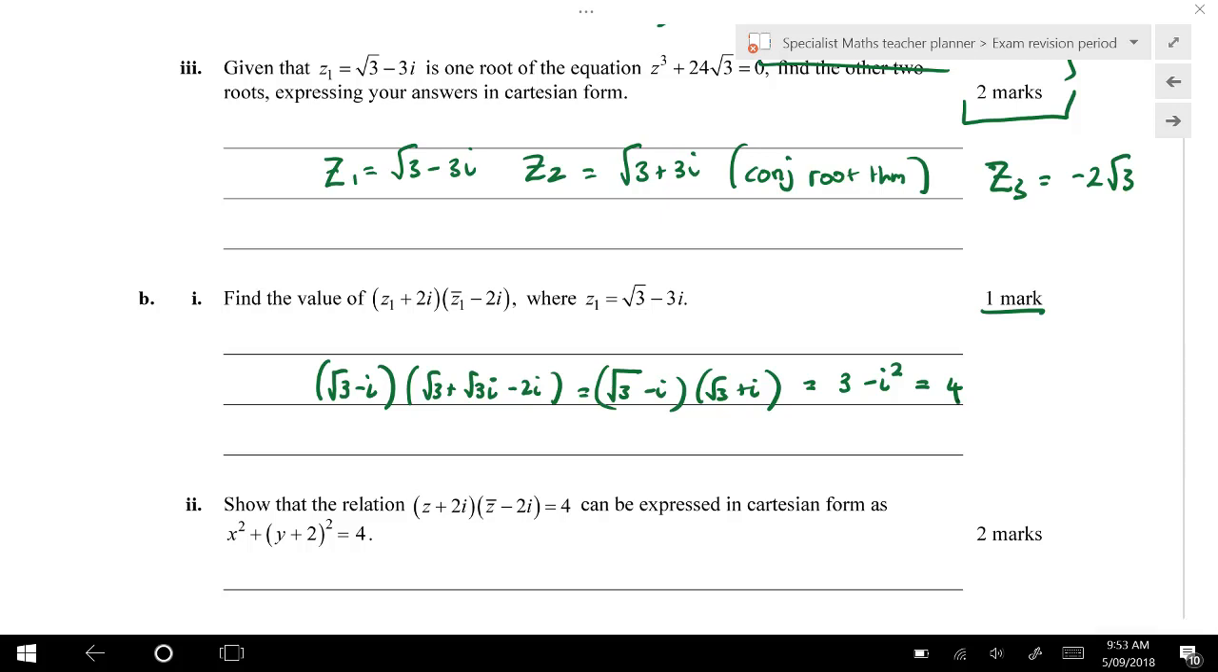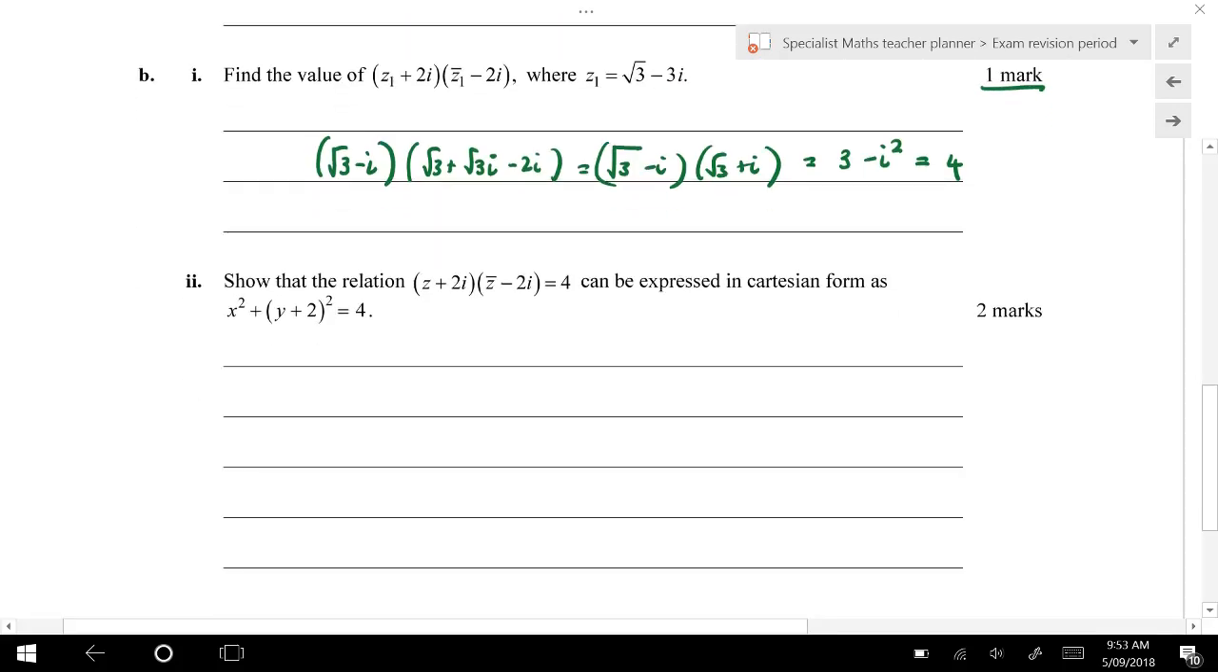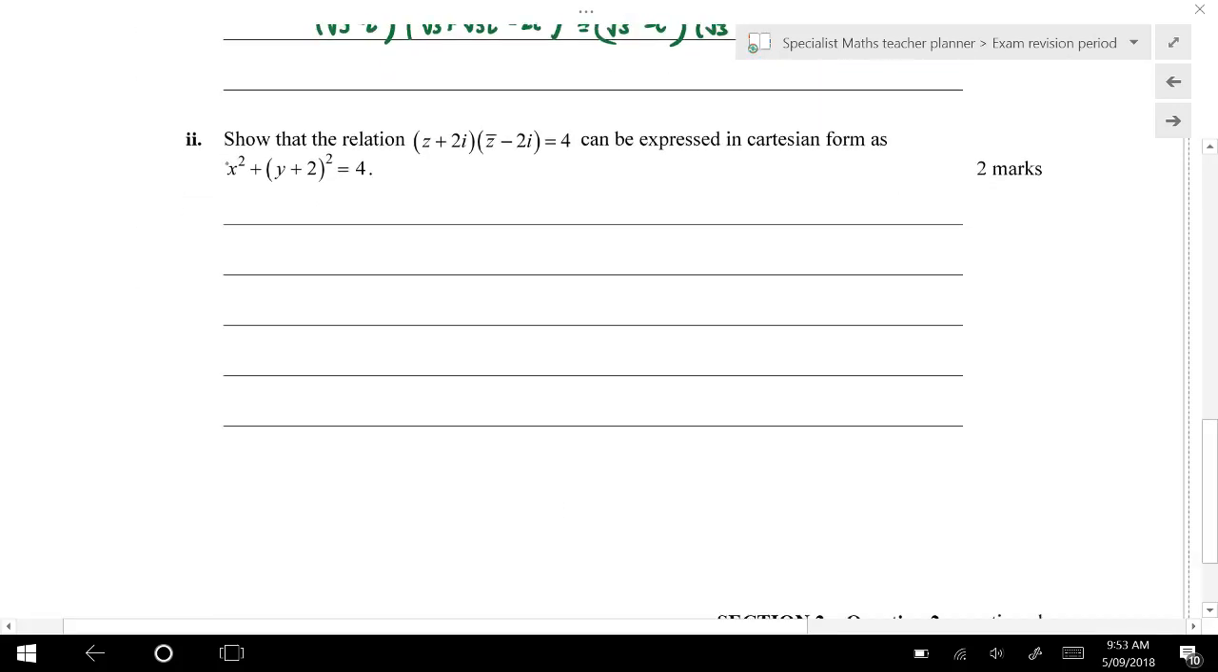Now, we've just done that in part of the equation. It says show that the relation |Z + 2i| = |Z - 2i| = 4 can be expressed in Cartesian form. It says show. A lot of you are reverse engineering and doing all sorts of crazy things. You end up getting 0 marks for that.